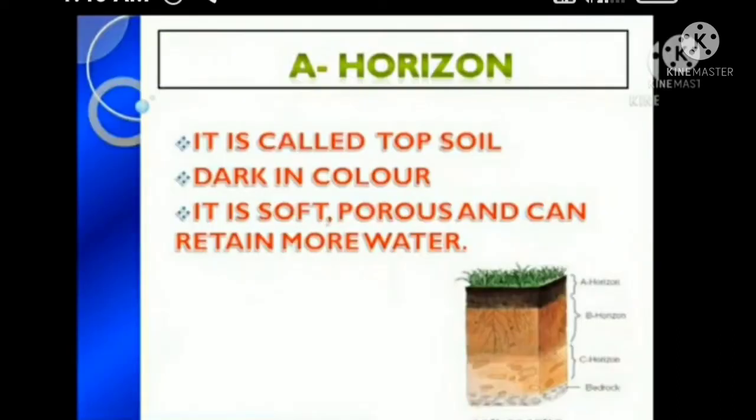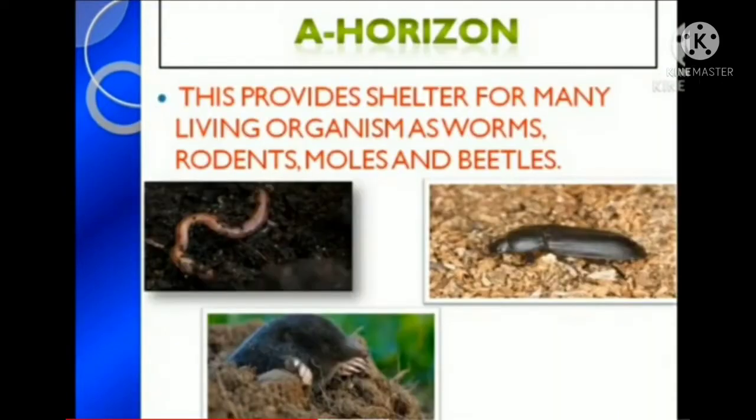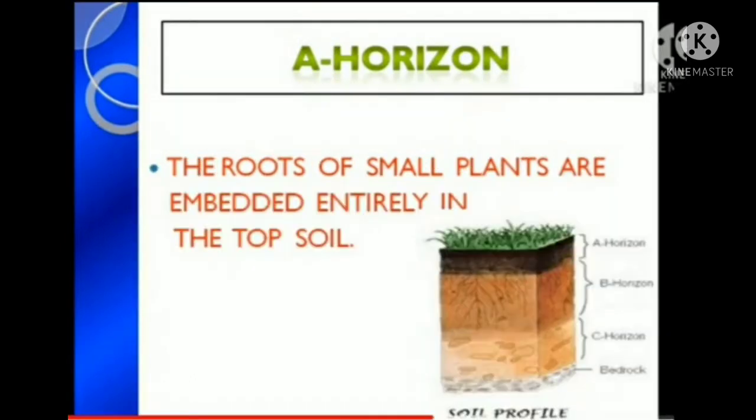First is A horizon. It is called the topsoil, which is dark in color. It is soft, porous, and can retain more water. This provides shelter for many living organisms like worms, rodents, moles, and beetles. The roots of small plants are embedded entirely in the topsoil.